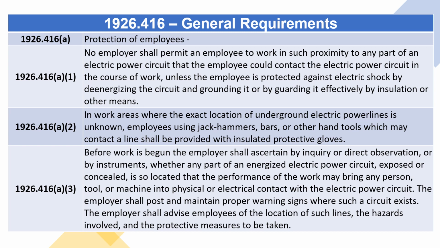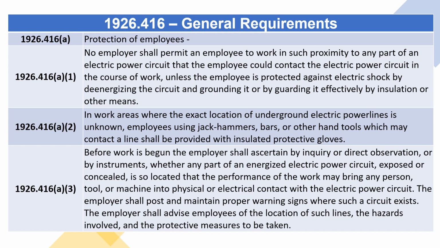1926.416(a)(1): No employer shall permit an employee to work in such proximity to any part of an electric power circuit that the employee could contact the electric power circuit in the course of work, unless the employee is protected against electric shock by de-energizing the circuit and grounding it or by guarding it effectively by insulation or other means.